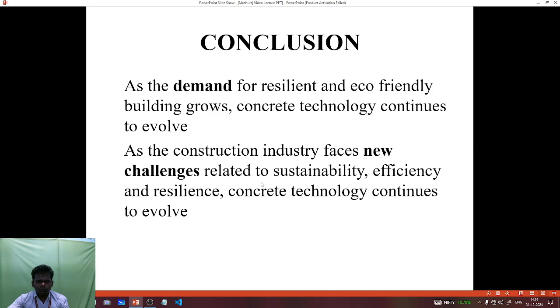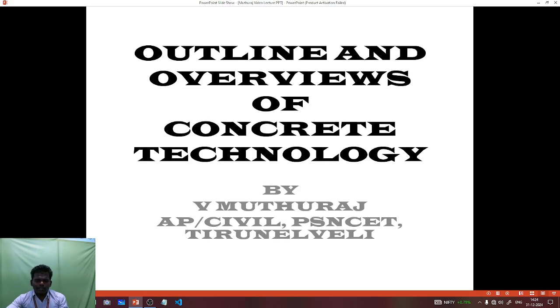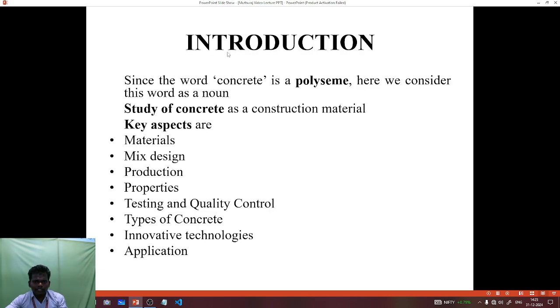Now we are going to see a slide revision from the start. As I said, the topic of our view was the outline and overview of concrete technology, and I have given the introduction. There are too many words called pluralism, which can give many meanings, and concrete here also belongs to a pluralism word.